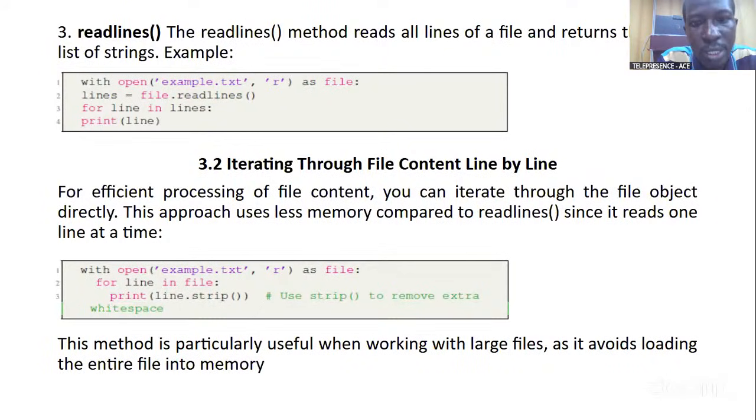Iterating through file content line by line. For efficient processing of file content, you can iterate through the file object directly. This approach uses less memory compared to readlines since it reads one line at a time. The method is particularly useful when working with large files as it avoids loading the entire file into memory. So you can see.